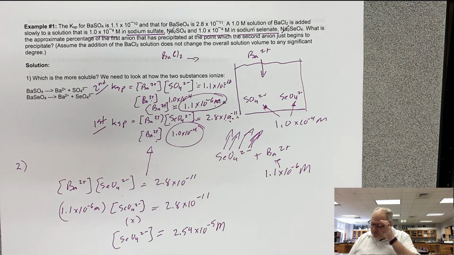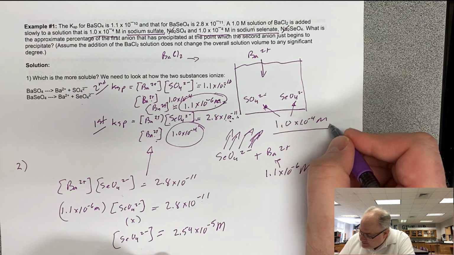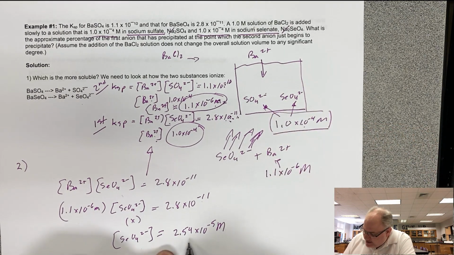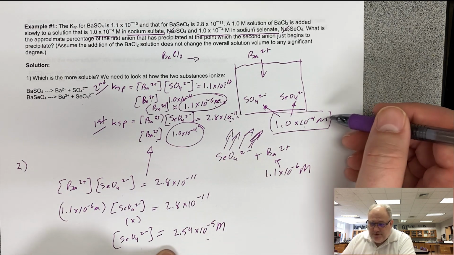Now this is kind of interesting, because didn't we start off in this problem with 1.0 times 10 to the negative 4? And now we have 2.54 times 10 to the negative 5, which is less. So this would typically be a stopping point in the problem, where they ask you how much of this is left when you start off with this amount. But they ask you one step farther.